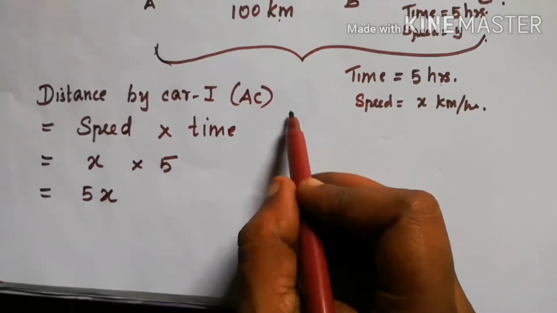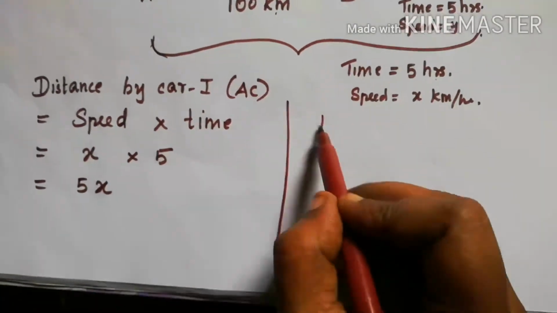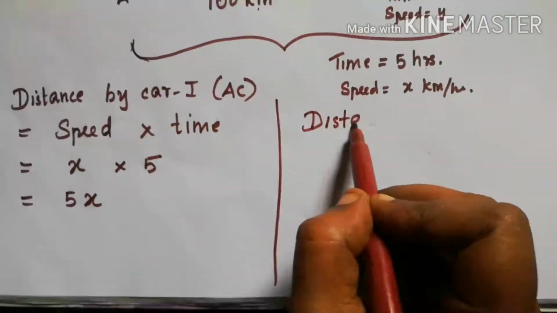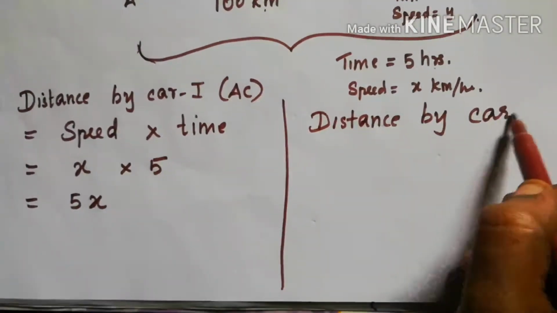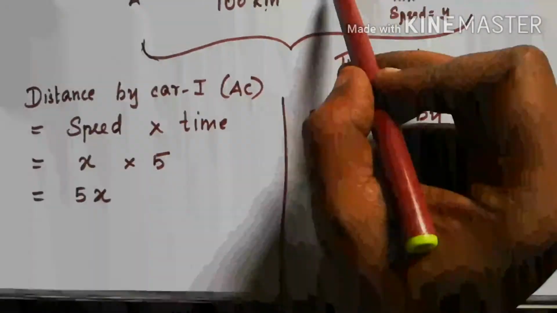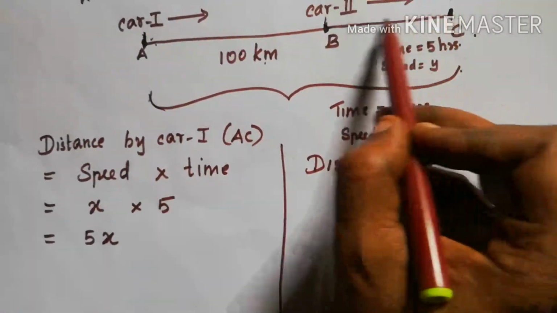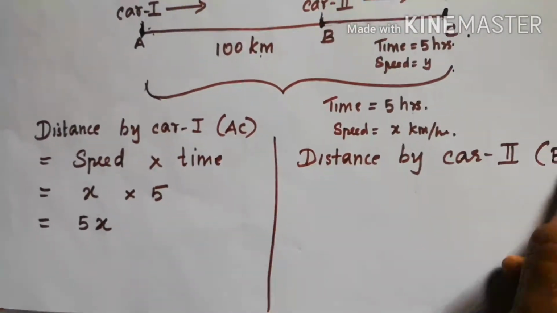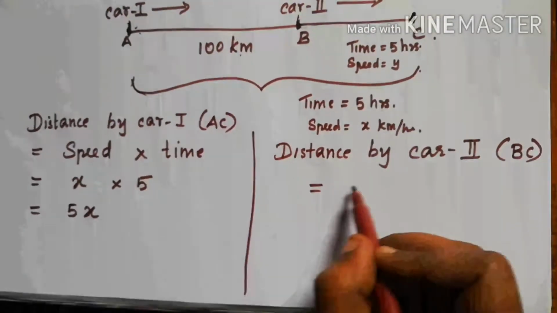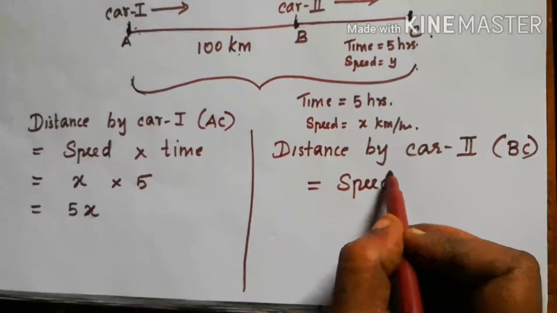Now we will find out the distance of the second car. So now distance by second car. What is the distance traveled by the second car? This BC only gives the distance traveled by second car. So BC. So what is the same, speed into time?